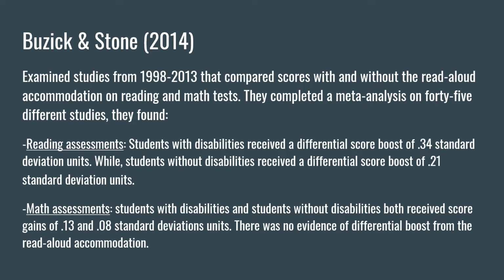For reading assessments, students with disabilities received differential score boosts of 0.34 standard deviation units, while students without disabilities received a differential boost of 0.21 standard deviation units. So that accommodation helped more the students with a disability than the students without, meaning it's a needed accommodation.